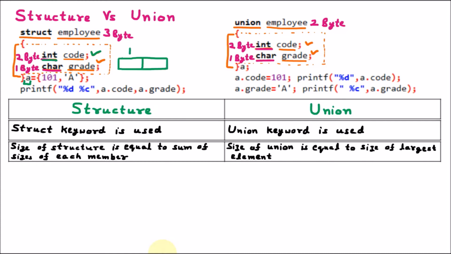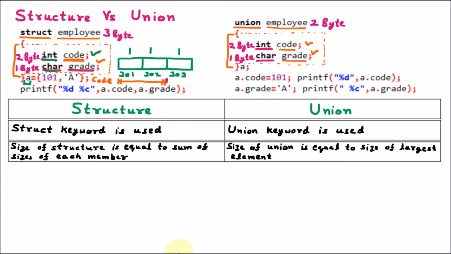So here each block is of 1 byte. Let's assume their addresses are 301, then 302. So these 2 bytes are reserved for the first element, that is code. So for the code we have the first 2 bytes. Afterward we have the second element, which is grade. Here grade is of character type, and a character takes only 1 byte. That means one more block of 1 byte will be reserved, and let's say the address is 303.